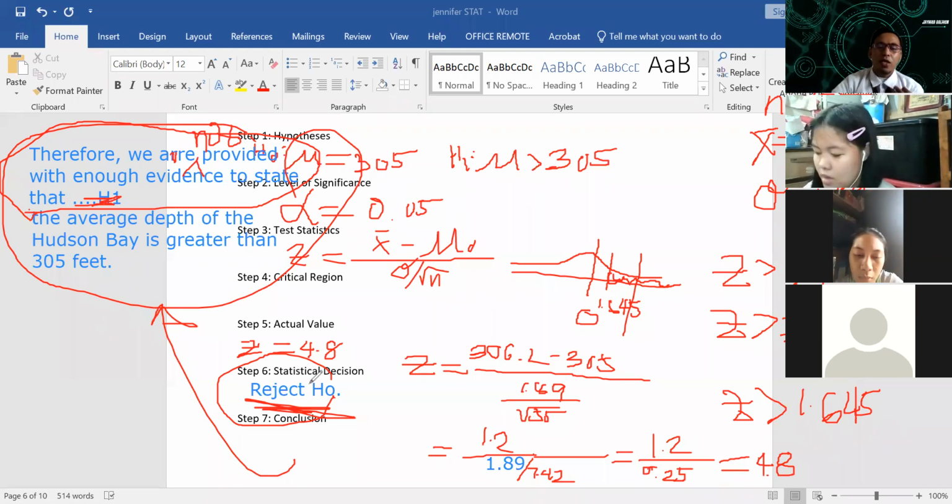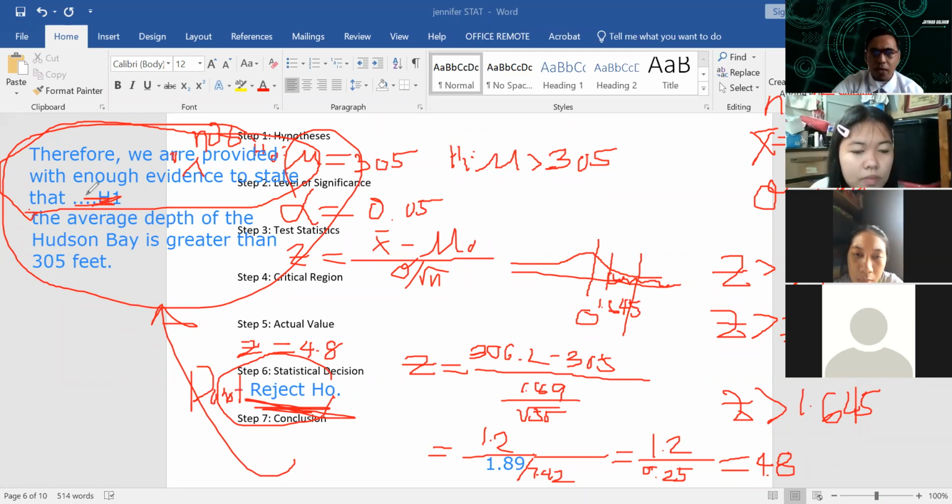Okay. Example, your statistical decision is do not reject the null hypothesis. Then your conclusion should be, therefore, we are not provided with enough evidence to state that, then you mention your alternative hypothesis. Any questions? Understood by all. So we completed the testing of hypothesis with your conclusion now.